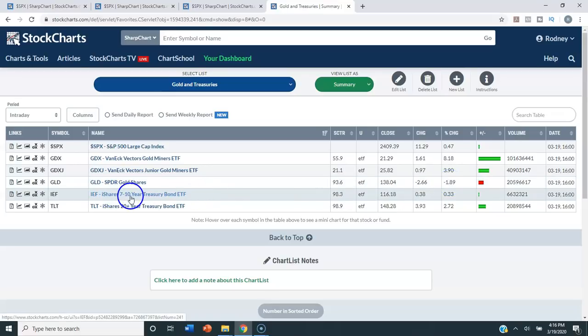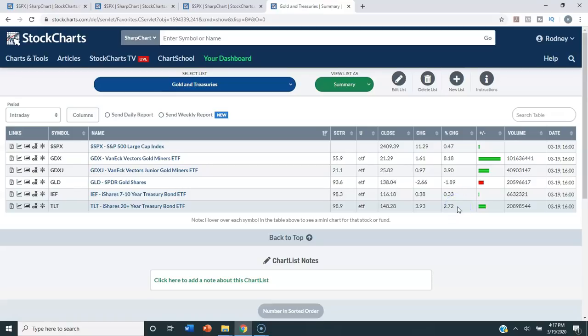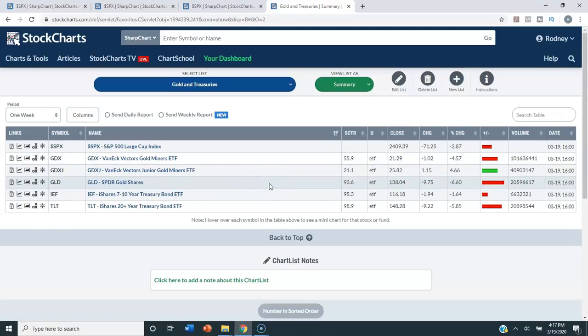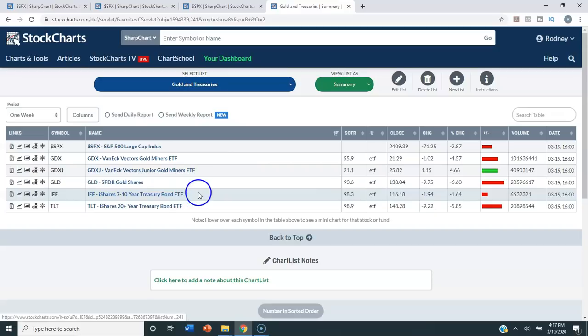And then you have the 7 to 10 year Treasury bond ETF, the IEF, which was up slightly, up 0.33%, and the 20-year ETF up 2.72% for the day. However, when we look at a longer term chart and just look at the performance numbers over the last week, we can see that all of this stuff is down. You've got gold down 6.66% as tracked by the GLD. You've got the 7 to 10 year Treasury bond ETF down 1.64%, and the TLT, the 20-year plus duration ETF, down 5.85% for the week.